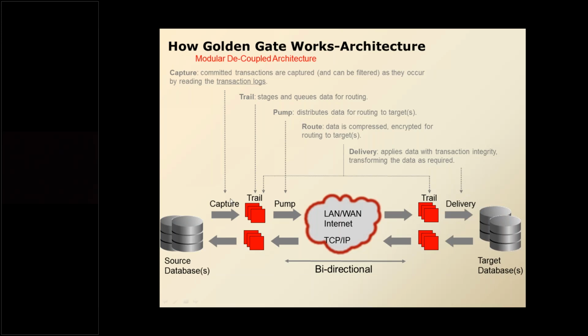You will set up the capture process and define the local trail, then define the pump, whose source is the local trail and target is the remote trail. Then define the delivery or replicat process, whose source is the remote trail and target is the target database. Once we do the practical, we'll implement what we have discussed today in the practical session.